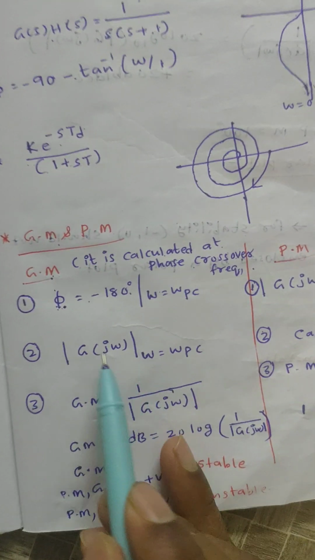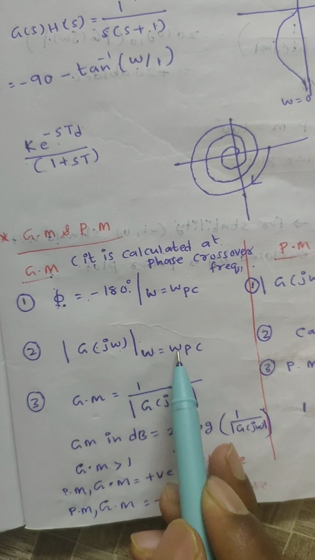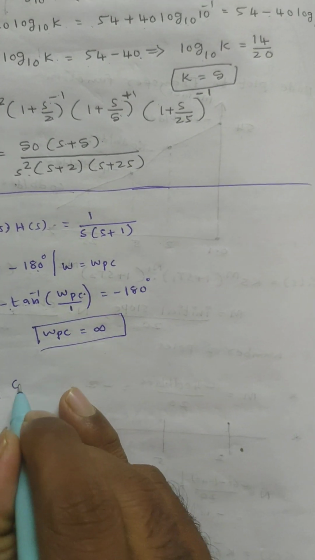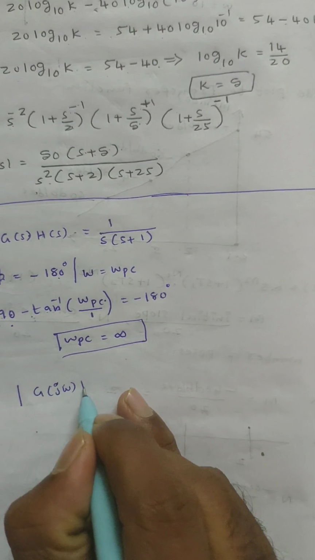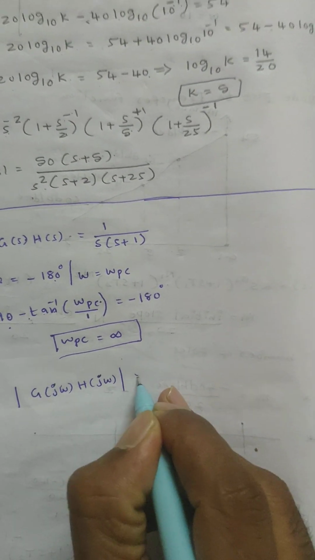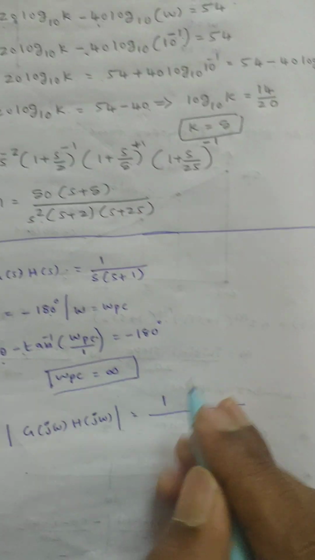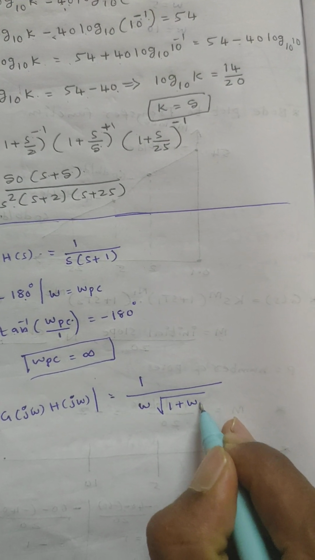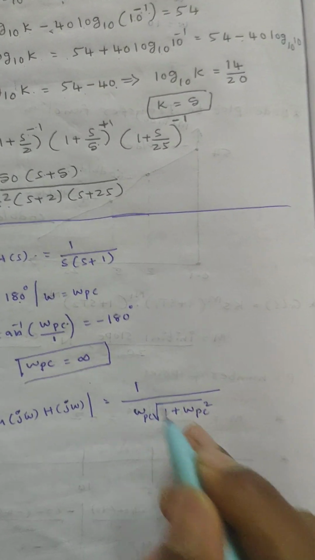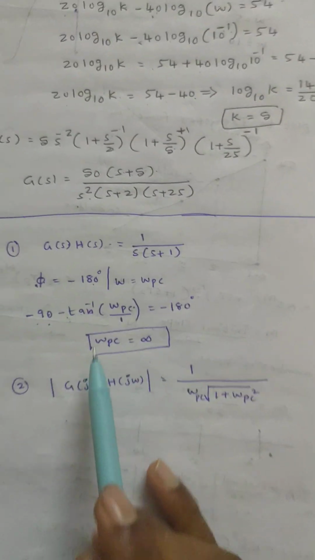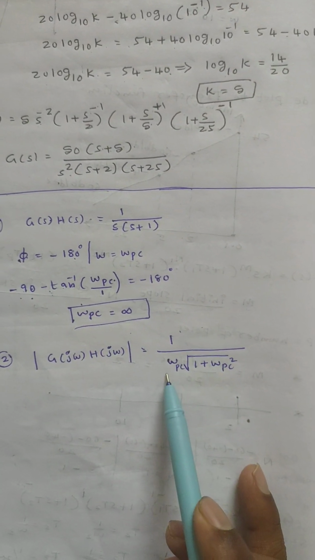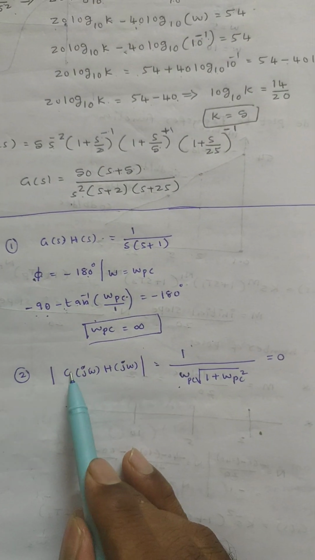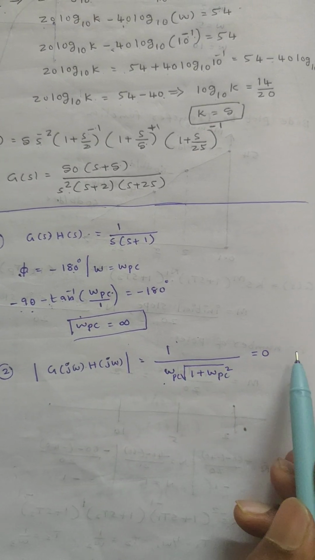After that, step 2: magnitude of G of j omega at omega equal to omega PC, that is magnitude of G of j omega into H of j omega. That is 1 by omega under root 1 plus omega PC square. Already the omega PC value is calculated, right? That means 1 by infinite value will be 0. Step 2, magnitude of G of j omega into H of j omega value is 0.